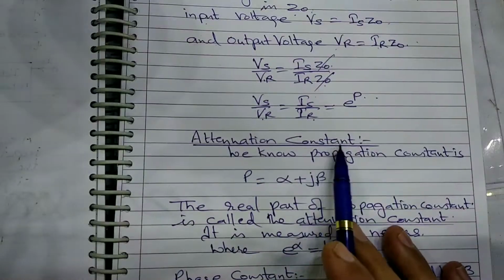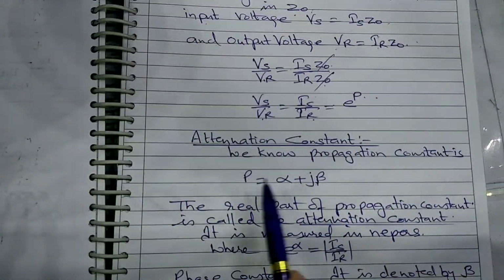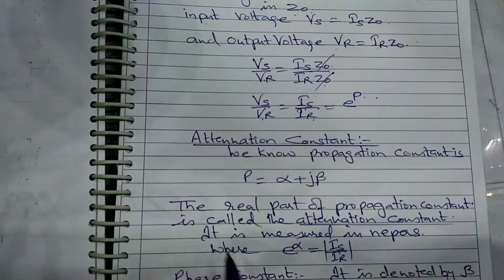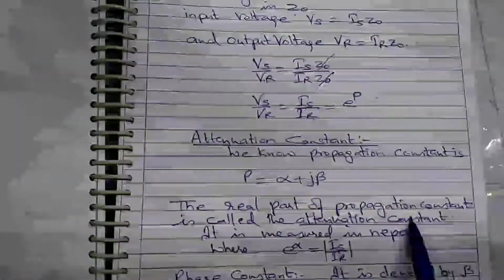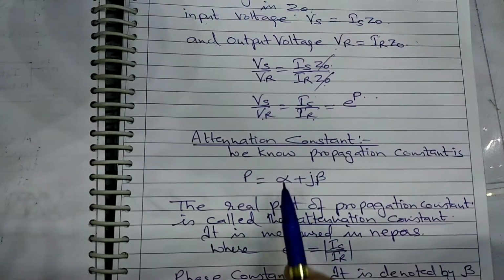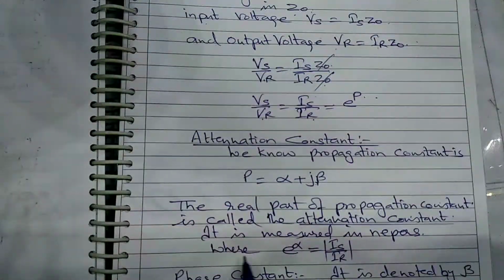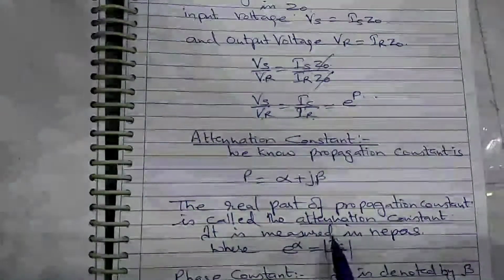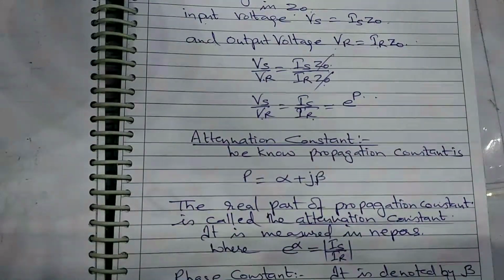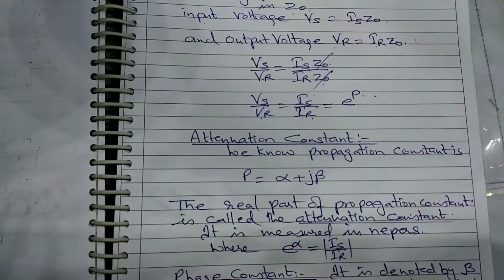Attenuation constant. We know the propagation constant P is equal to alpha plus j beta. The real part of propagation constant is called attenuation constant. What is the real part? That is alpha, which is measured in Nepers, where e raised to power alpha is equal to modulus of Is upon IR. So this is called attenuation constant.